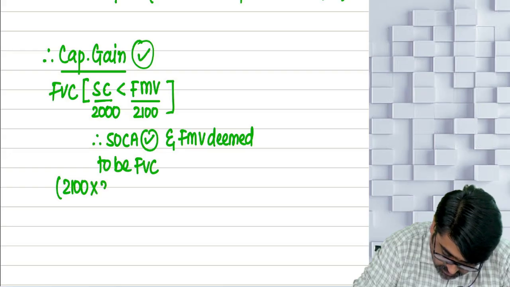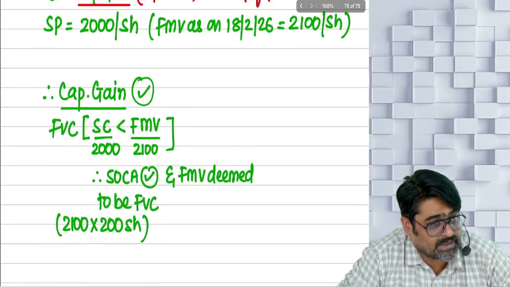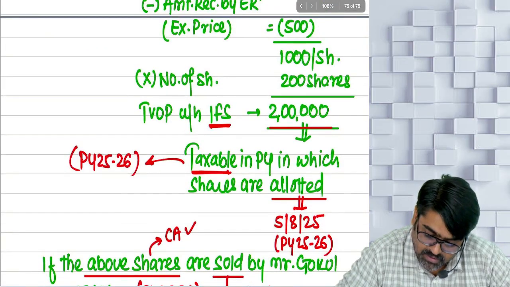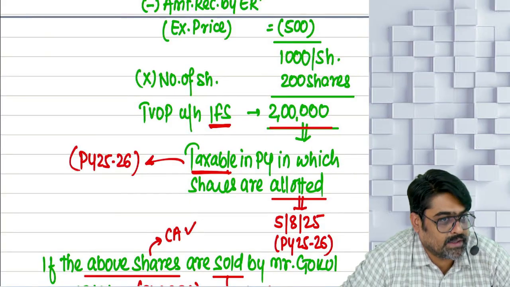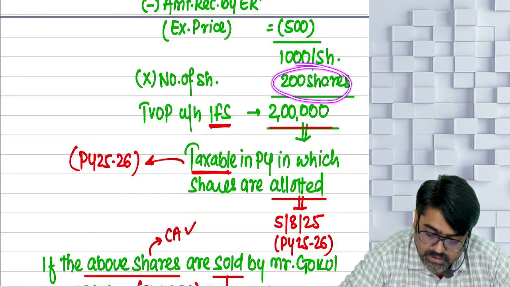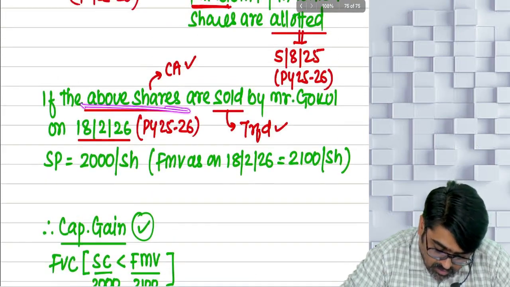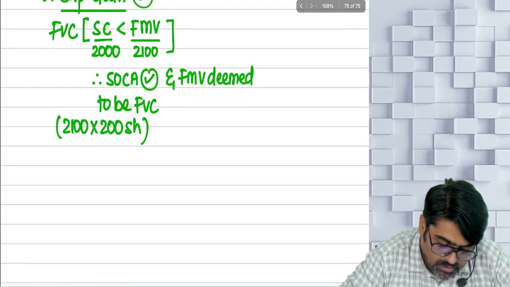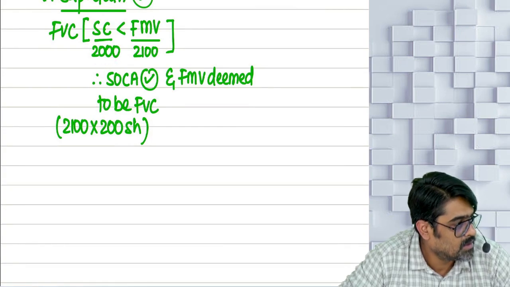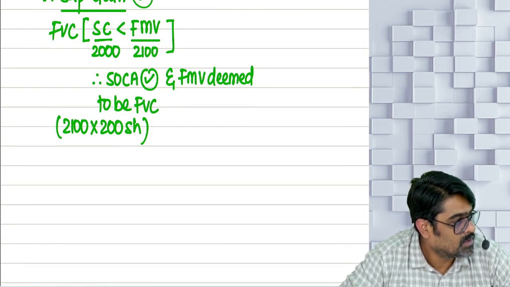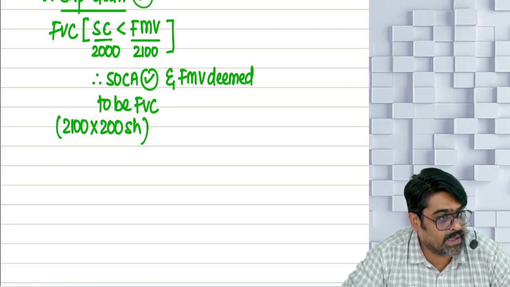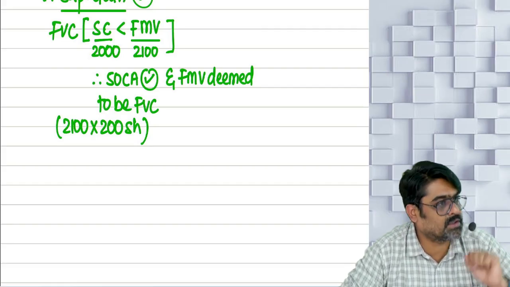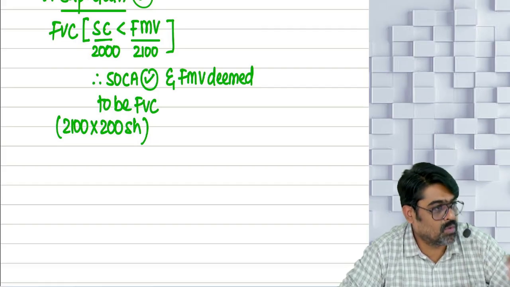2100. How many shares? 200 shares. Yes or no, Gokul? 200 shares were there, no? So 200 shares you are selling for 2000 rupees per share, but the fair market value is 2100. 2000 will be ignored and 2100 will be taken as your full value of consideration per share. How many such shares? 200 shares you are selling.